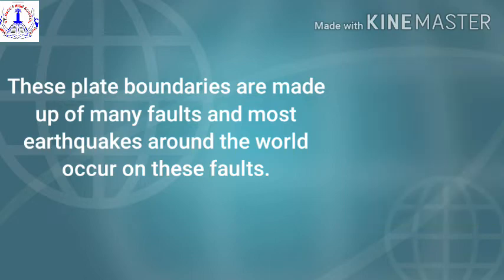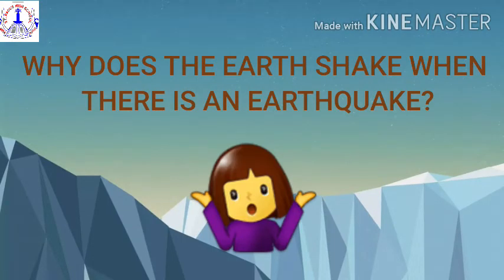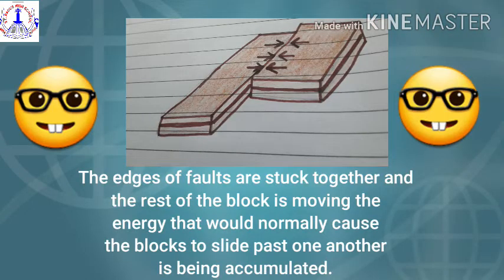Why does the earth shake when there is an earthquake? While the edges of faults are stuck together and the rest of the block is moving, the energy that would normally cause the blocks to slide past one another is being accumulated. When the force of the moving blocks finally overcomes the friction of the jagged edges of the fault and it breaks free, all that stored up energy is released.